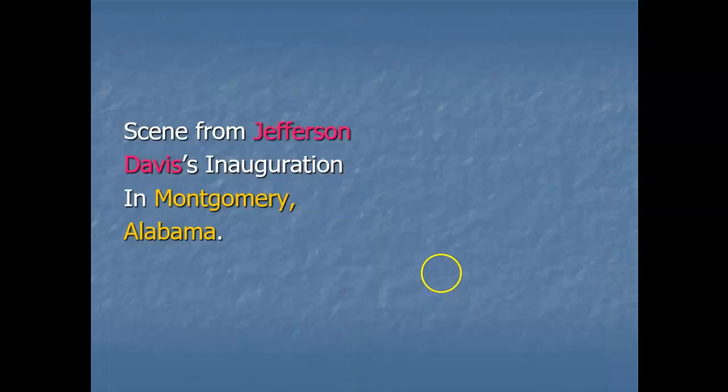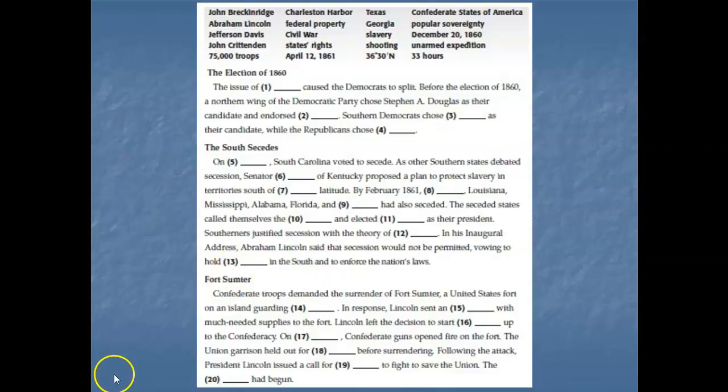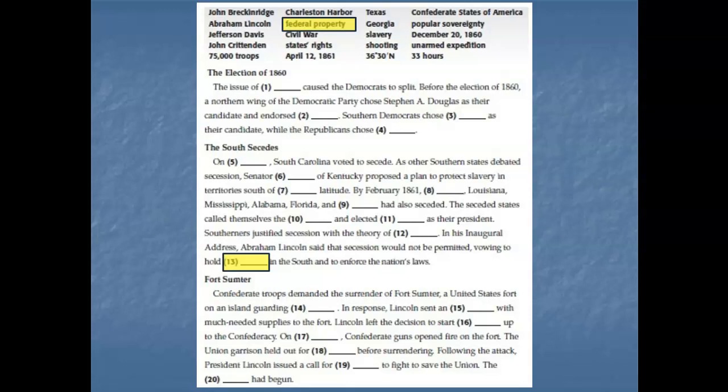So Jefferson Davis is picked as the president, and here is a picture from his inauguration in Montgomery, Alabama. He is sworn in as the first and, of course, only president of the Confederacy. So we're here at the bottom of this second paragraph, and the one that we haven't answered is Lincoln's idea that he is going to hold on to that federal property, so let's talk about that.